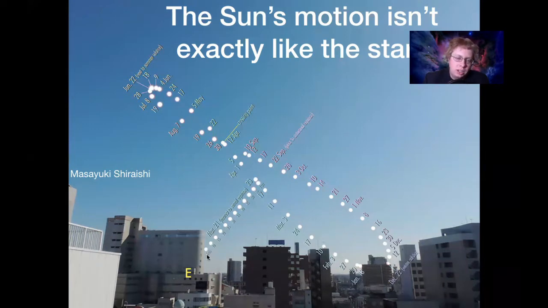So at 6 o'clock, it starts here, and then every 10 minutes, it moves a little bit further up in the sky. But if you do the same experiment and observe the sun at the same time every day, you see that it ends up in different places throughout the year. Here's March 3rd, here's February 3rd, here's January 18th. So the location of the sun in the sky on any given day seems to change over the course of the year, which is different from the stars.